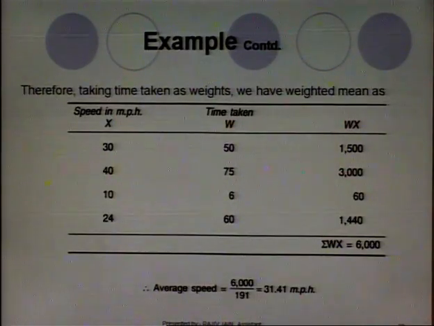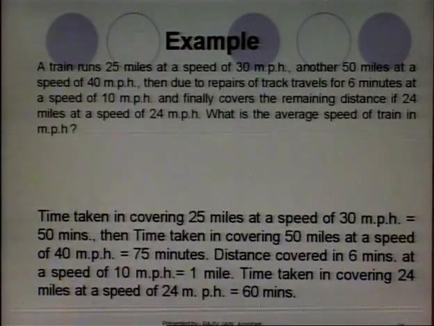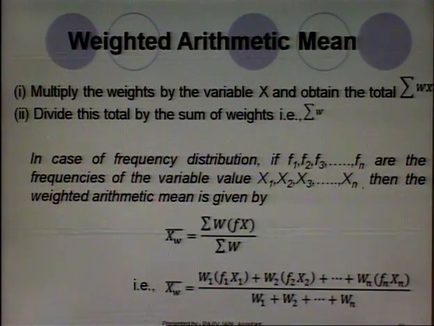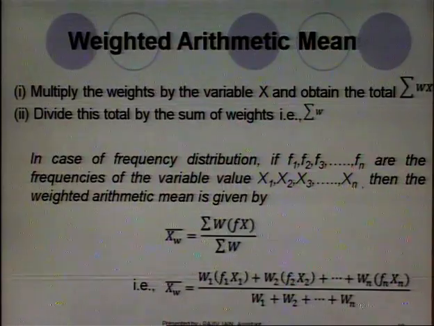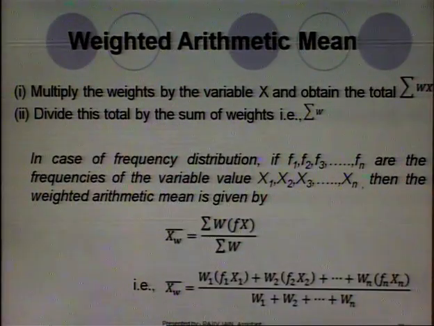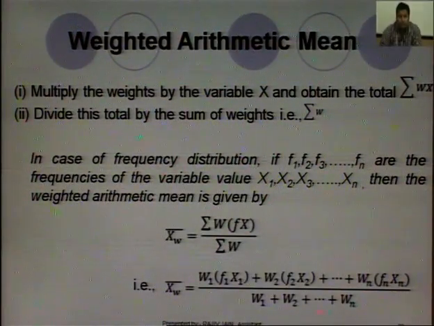So in this lecture we have seen there are basically two types of arithmetic means. First one is simple arithmetic mean, other one is weighted arithmetic mean. For simple arithmetic mean, there are different formulas for individual series, discrete series and continuous series, and similarly for the weighted mean there are different formulas also. So you can do all these things.